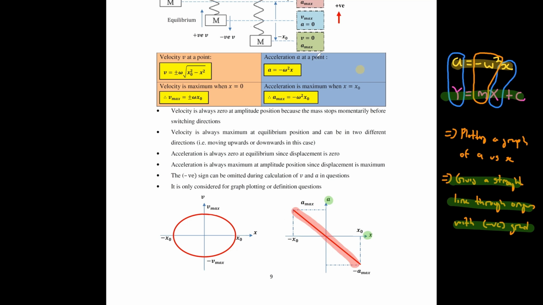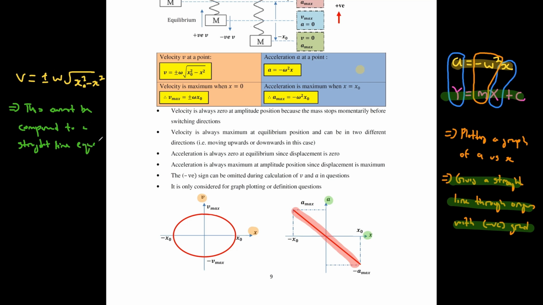Now, what about the case where you want to plot a velocity versus displacement graph? The equation that you learned from above was v equals plus minus omega square root of x naught squared minus x squared, right? This one has a square term and a square root term, so it cannot be compared to a straight line equation. It will be some sort of curve.